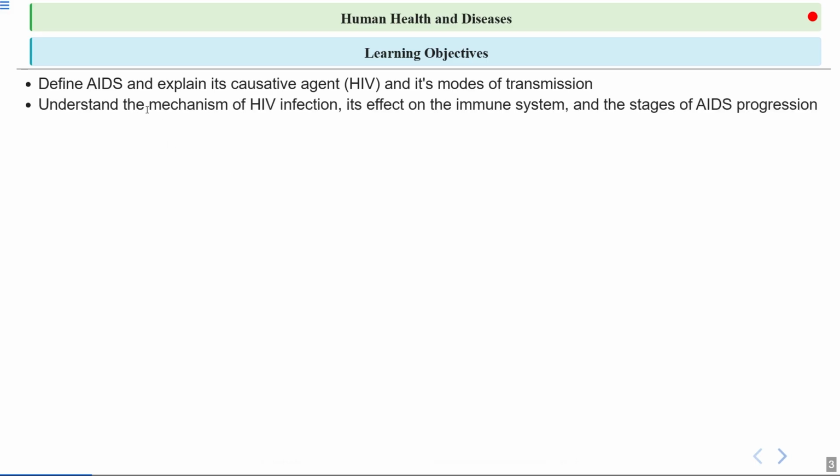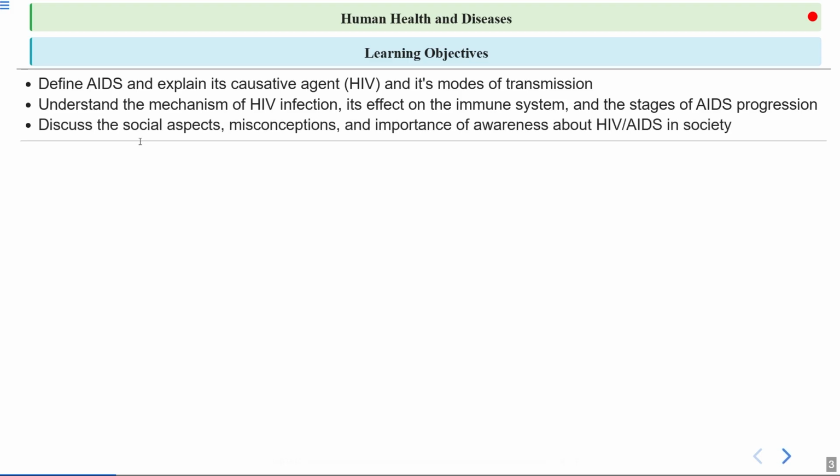So we are going to talk about the mechanism of HIV infection as well. This is the retrovirus which causes AIDS. We'll also talk about how this virus affects the immune system. And in addition to this, we'll also be talking about the stages of AIDS progression. We'll also discuss the social aspects, misconceptions, and importance of awareness about AIDS in society.